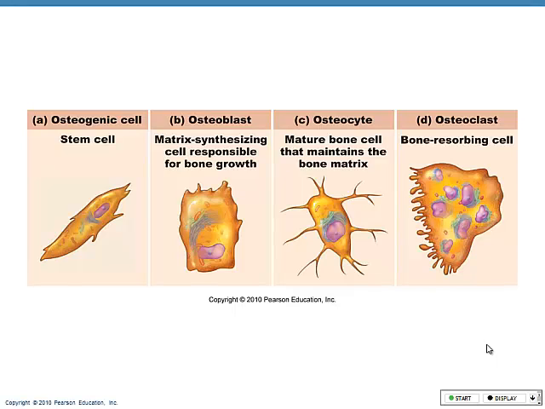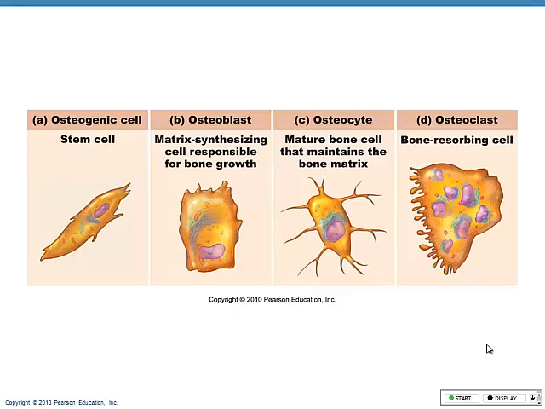It begins with an M, the mesenchyme. We talked about this when we talked about connective tissue, remember? So it comes from the mesenchyme. Osteogenic cells, osteoprogenitor cells. This is where bone comes from. We're going to talk about different types of bone formation in a moment.